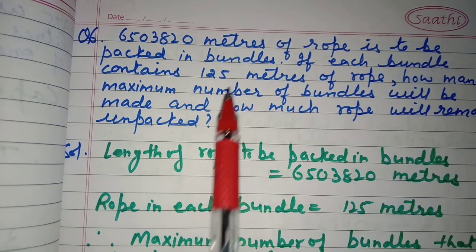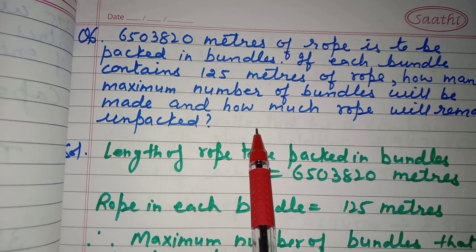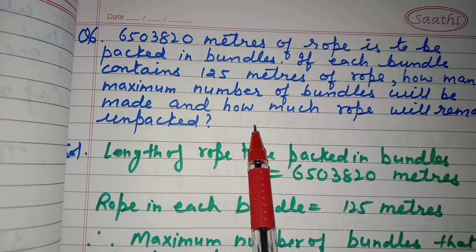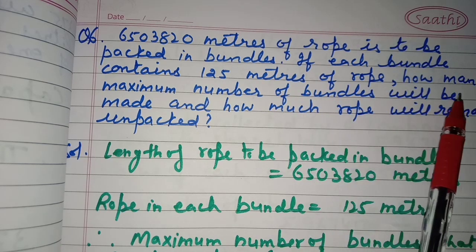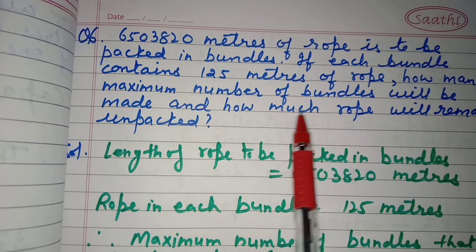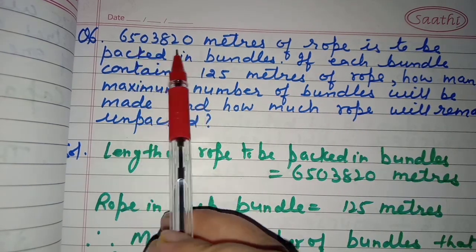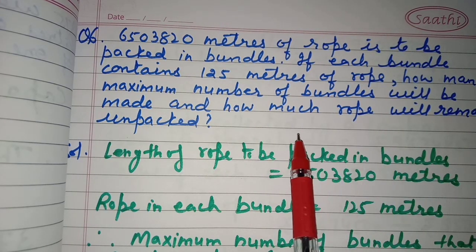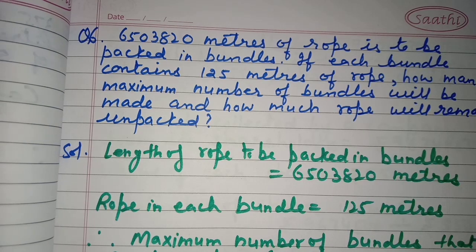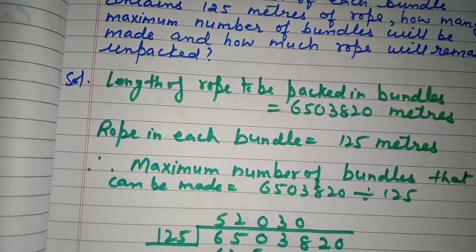65,03,820 meters. Now it is to be packed in bundles. Now in each bundle, how much rope is there? 125 meters. So how many maximum number of bundles will be made with this much rope? So how much rope will remain unpacked? That also we need to find. So let's see how we can find that.